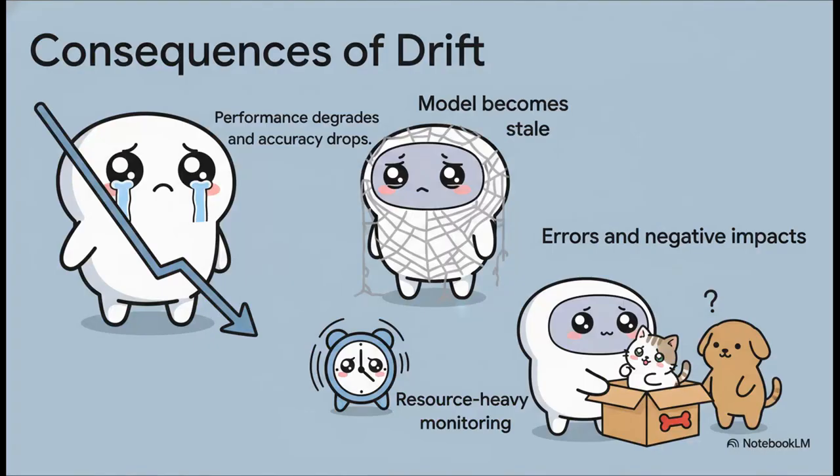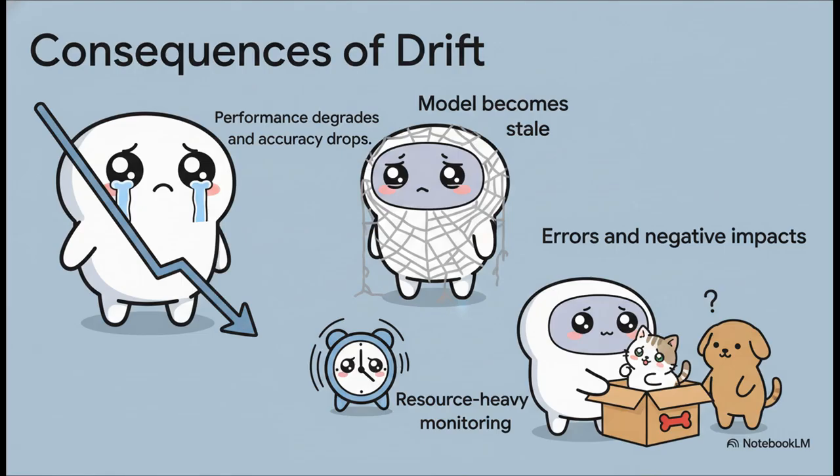The fallout from data drift is no joke. It's immediate and it can be severe. The system's performance just tanks. The model gets stale, making its predictions less accurate and way less valuable. But most importantly, the chance of it making errors that have negative impacts on real people just skyrockets.